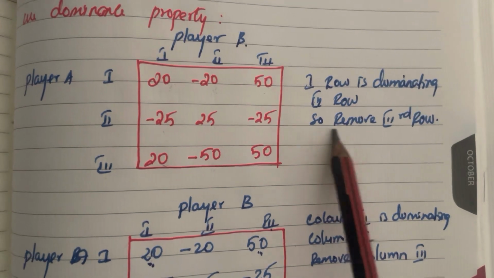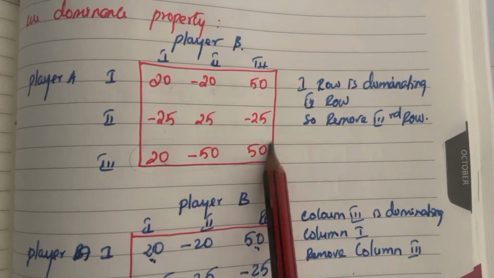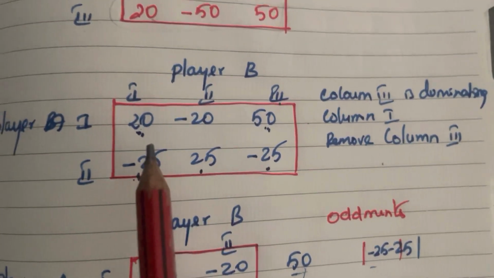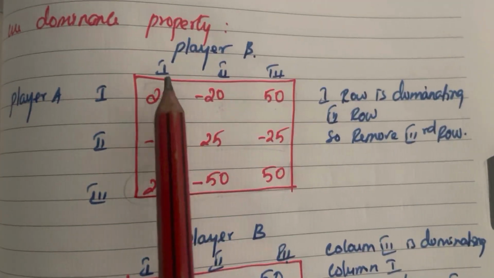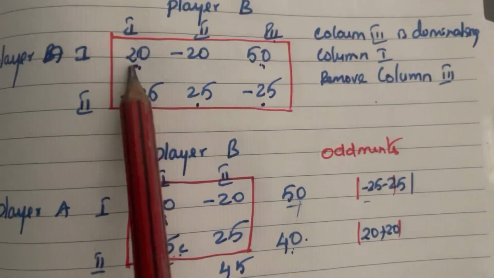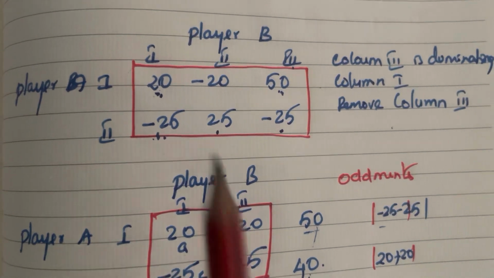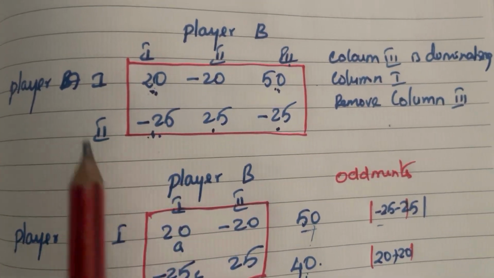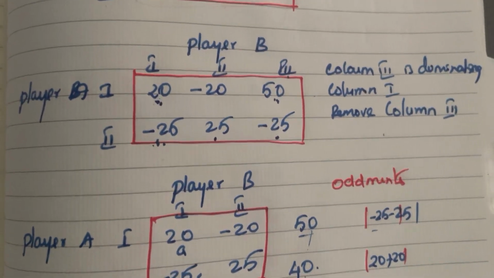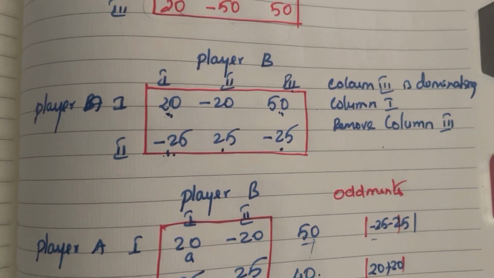So what you need to do is remove the third row. Okay, so you have to remove this third row. So you have to write only the first 2 rows. So that is going to be the values here. Okay, so you could see 20, minus 20, 50, and minus 25, 25 and minus 25. Okay, so now our payoff has been reduced to a 2 by 3 matrix. But our payoff should be a 2 by 2 matrix. Okay, so that is more important.